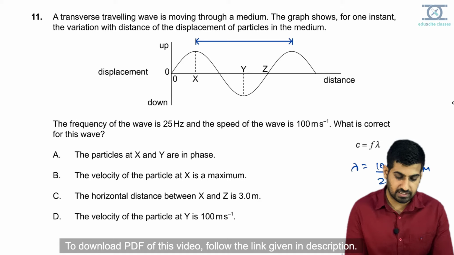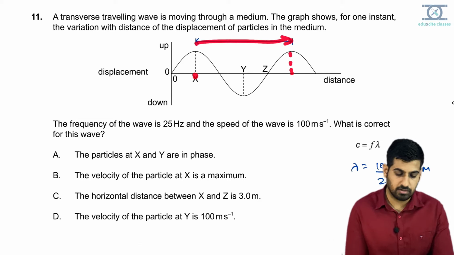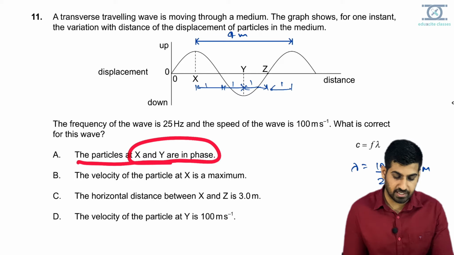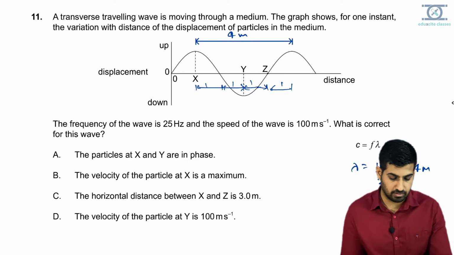So taking the point X, this will be the wavelength of the given wave, which is 4 meter. So I can say each quadrant is 1, this is 1, this is 1 again, and this is 1. Are the particles at X and Y in phase? No, they are not in phase.